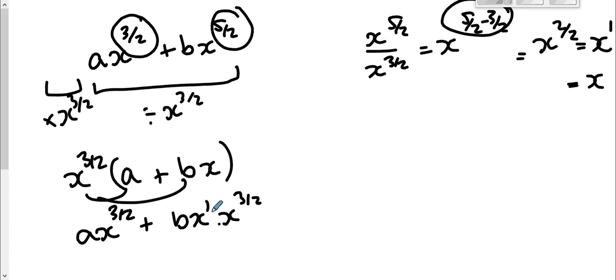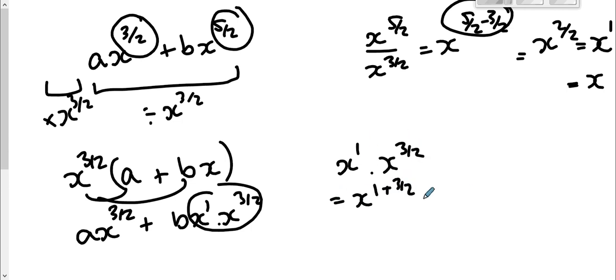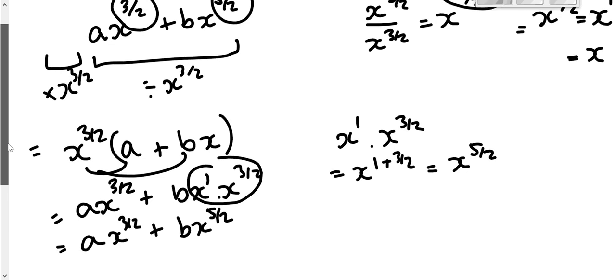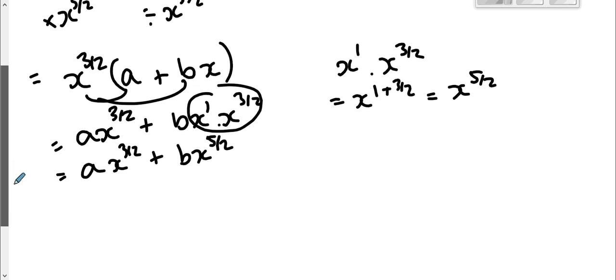Now remember that it's x to the 1. So when we combine these, x to the 1 times x to the 3 over 2, that's x to the 1 plus 3 over 2. And again, that's x to the 5 over 2. And if you're not confident about doing that arithmetic in your head, you can use your calculator. So that comes out as ax to the 3 over 2 plus bx to the 5 over 2. Now, shudder. Okay, so by factorizing out these awkward things, it can get quite messy.